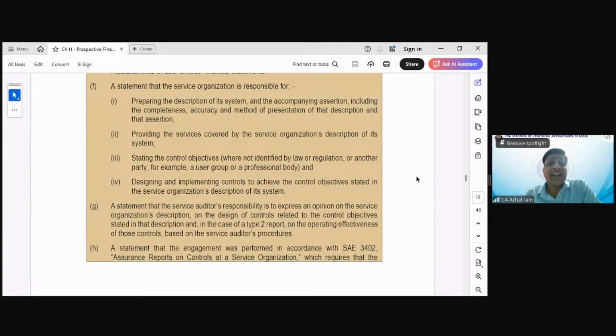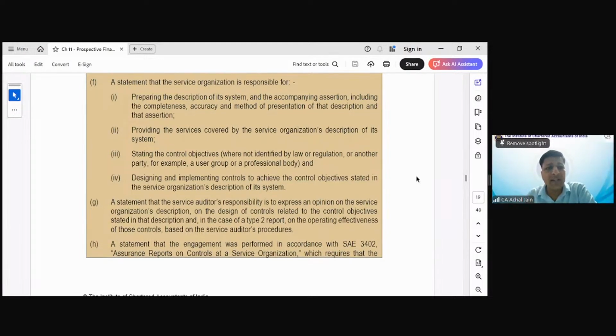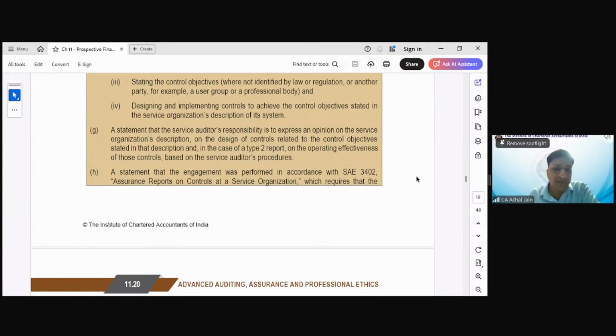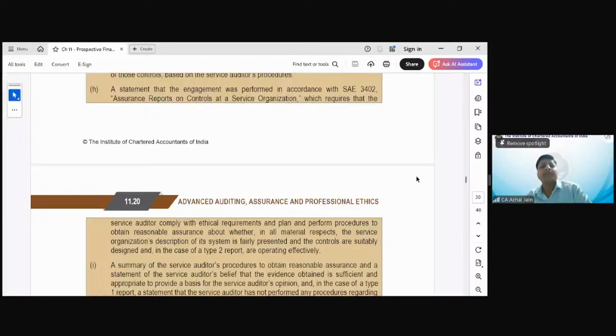Then a statement that the service organization is responsible, as around all of these controls, etc. Of course, service auditor will not be preparing that. Service auditor is there only to check, yes or no? So that sort of responsibility in a way will be explained. And then of course the service auditor's responsibility will be explained, right?